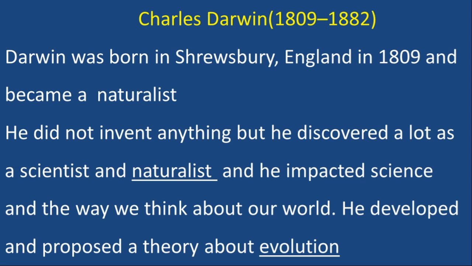Charles Darwin was born in Shrewsbury, England in 1809. At the time, Jean-Baptiste Lamarck proposed a theory of transformation. Then he became a naturalist. By the way, he didn't invent anything, but he discovered a lot as a scientist and a naturalist, and impacted science and the way we think about the world. He developed and proposed the theory of evolution by means of natural selection.